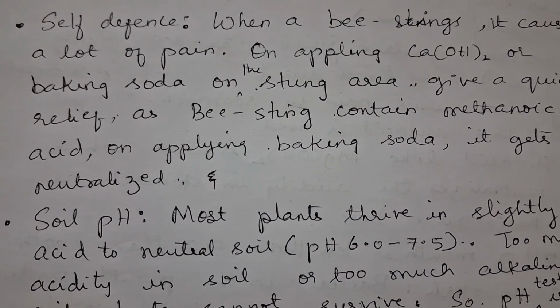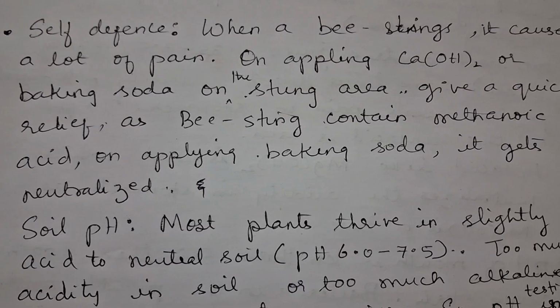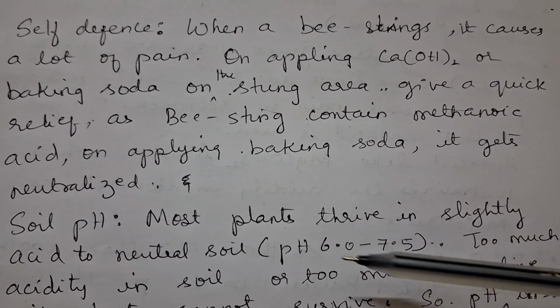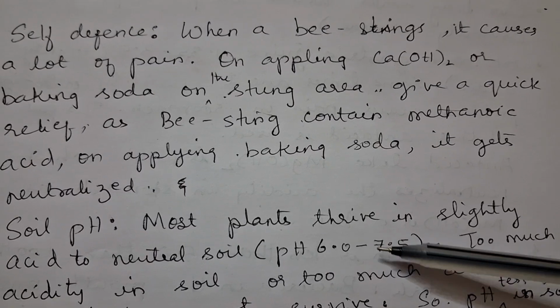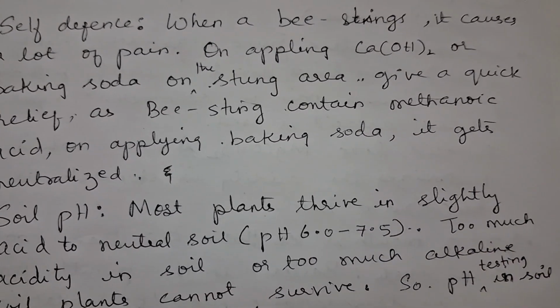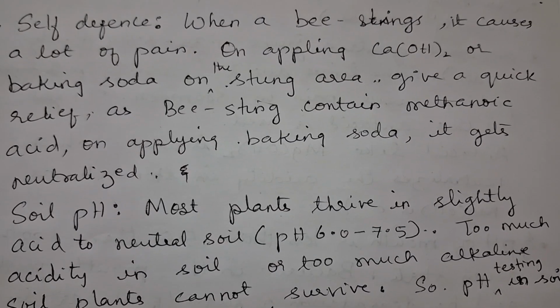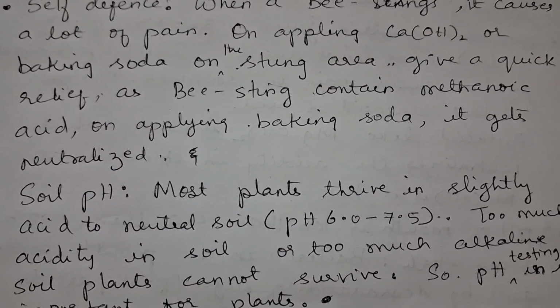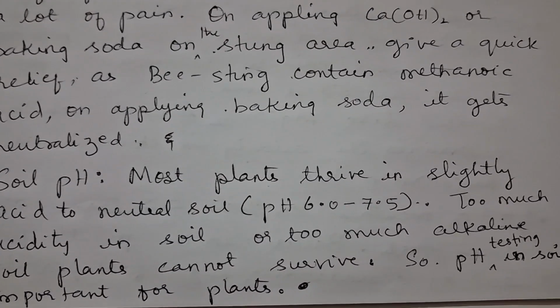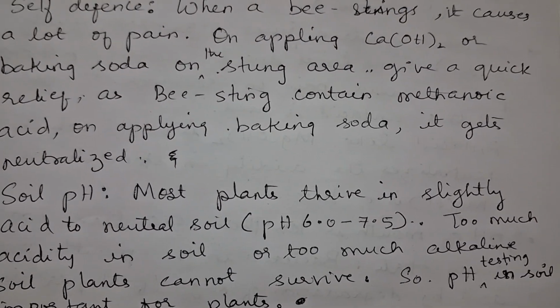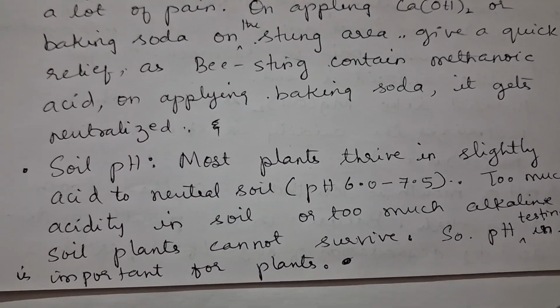Next we can talk about soil pH. Most plants thrive in slightly acidic to neutral soil, that is, the pH should be between 6 and 7.5. Then plants grow well. If the soil is too acidic, plants cannot grow, and if it is too alkaline, plants cannot survive well. So soil pH is an important factor, and soil testing is important for plants.